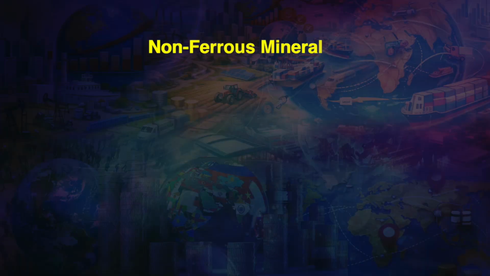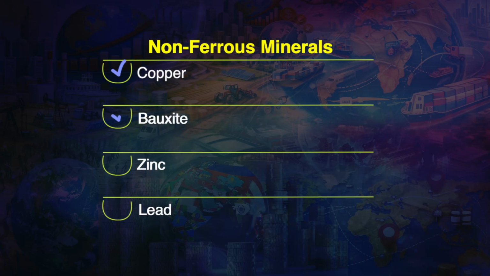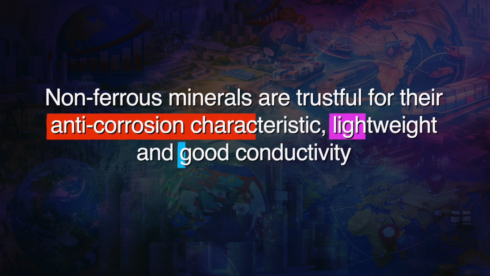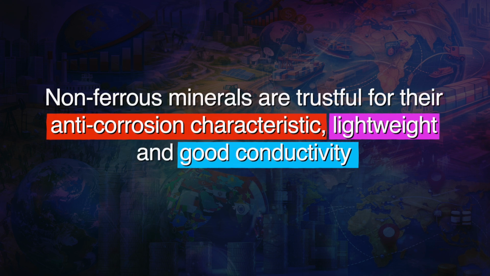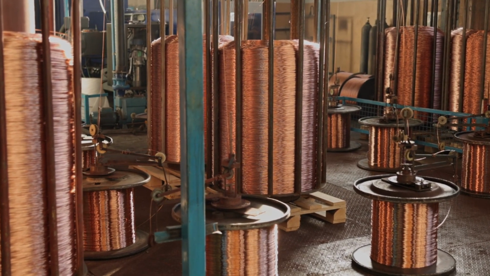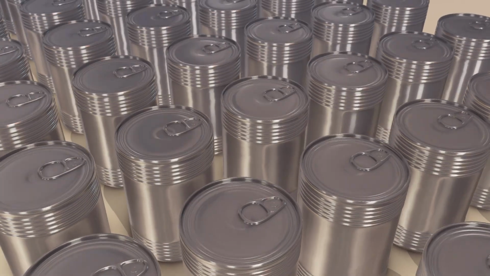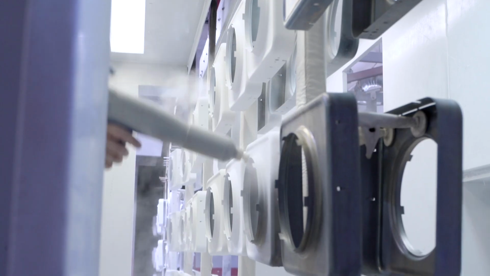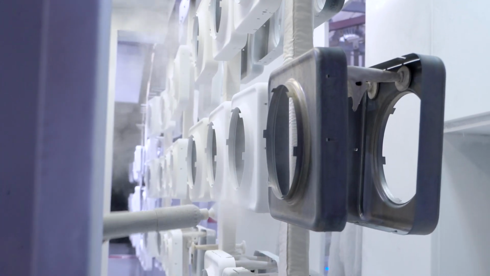Non-ferrous minerals. Non-ferrous minerals are those metallic minerals that are devoid of iron. Some examples of such minerals are copper, bauxite, zinc, lead, tin and tungsten. Non-ferrous minerals are valued for their anti-corrosion characteristics, light weight and good conductivity, so they are usually very highly priced. Copper is the main raw material for electrical and electronic industries, aluminium for transport and packaging, while zinc and tin are relatively important in the manufacture of alloys and coatings.